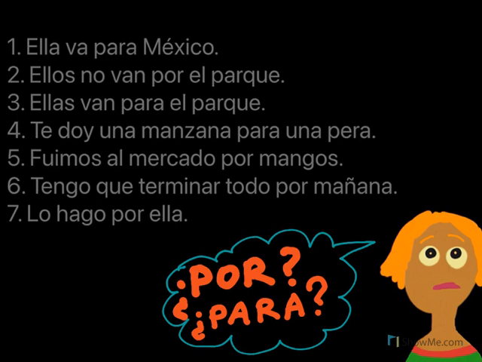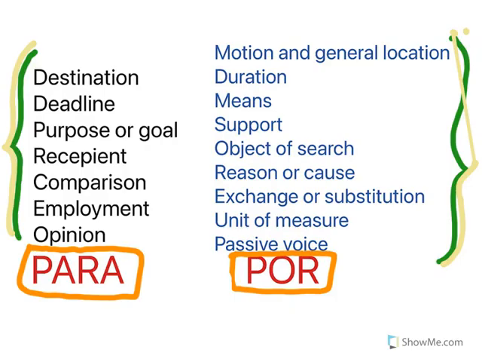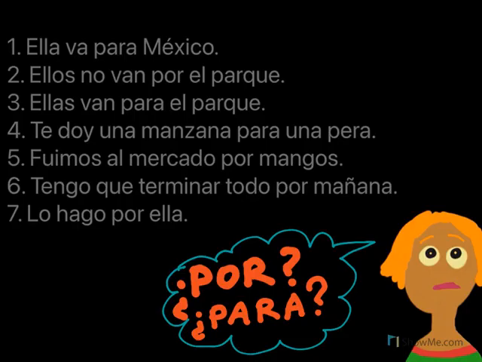So you have here the first one, "Ella va para México." You are going back and you look there. You see destination. Is Mexico a destination? Yes. And therefore that para in here is correct. She's going to Mexico and it is correct.